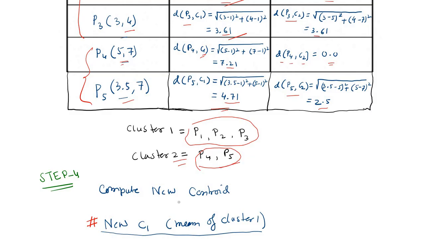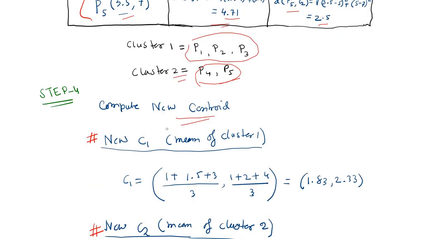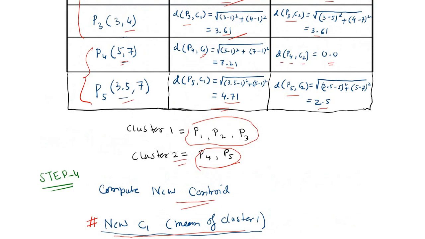So for this we need to find a new centroid. So how to find this new centroid? If you see, to compute a new centroid C1, that is the mean of cluster 1, is nothing but the summation of 1, 1.5 and 3. So what is this 1, 1.5 and 3?